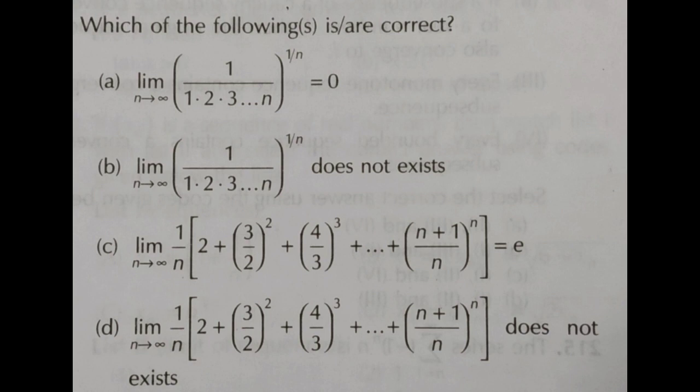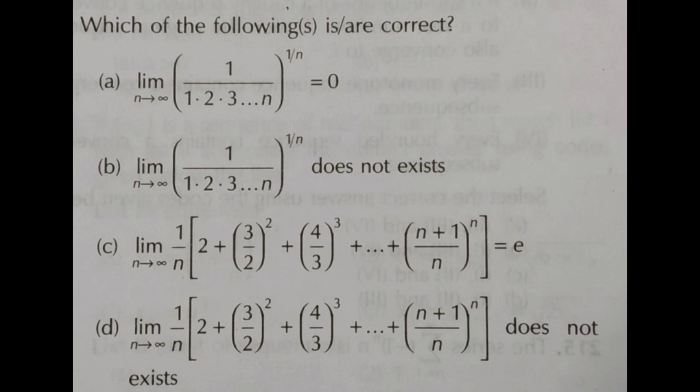First question of the class is, which of the following is or are correct? Option A, limit n tends to infinity, (1 by (1 into 2 into 3 dot dot to n)) whole to the power 1 by n equal to 0. Option B, same, does not exist.